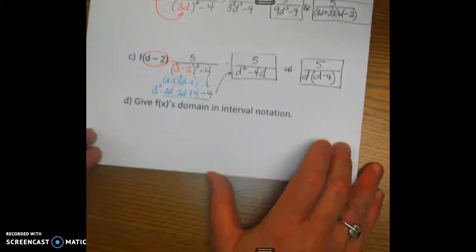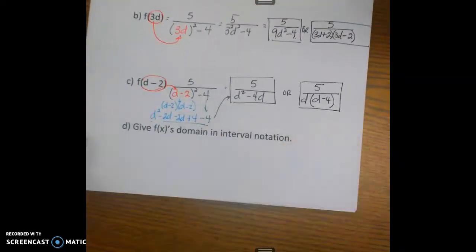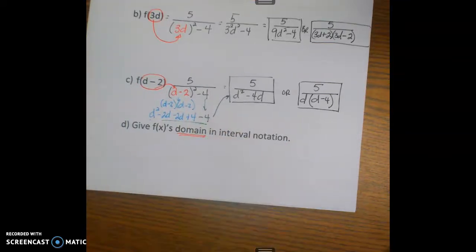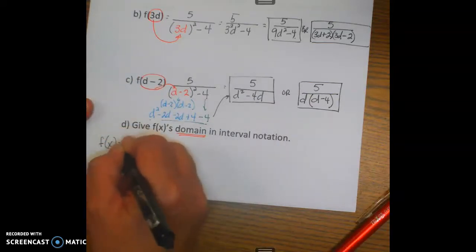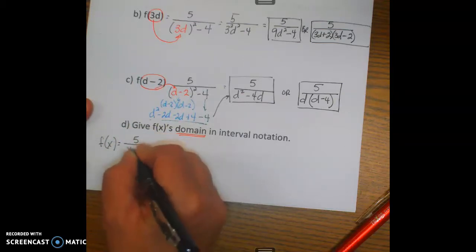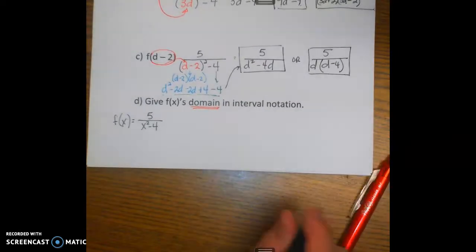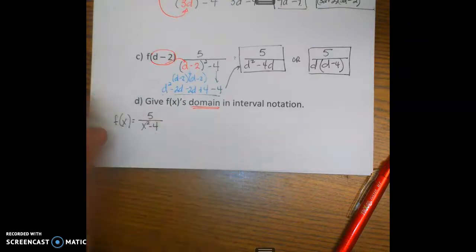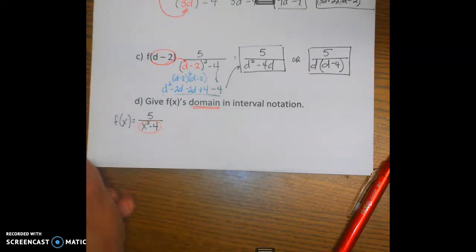Now, this same function, I'm going to find the domain in interval notation. So I'm going to rewrite the function down here so we can see it. F of x equals 5 over x squared minus 4. This goes back to something we've already learned, and that's when we're finding domain and we have a rational. What we know about the rational is the denominator can never, ever, ever be 0. So it's actually a domain restriction. It's what the domain can't be that is how we define what the domain is.